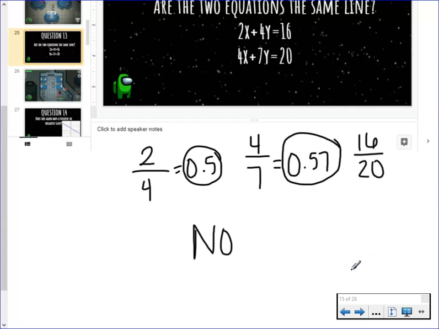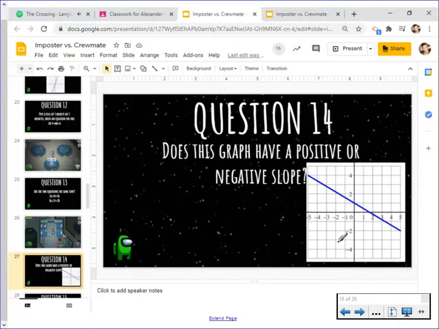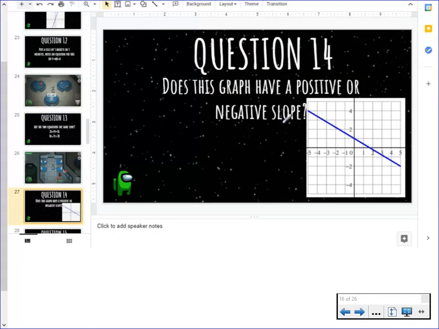So that's 13. 14, does this graph have a positive or negative slope? Well, is it going uphill or downhill? So it's negative slope. So number 14 is negative.